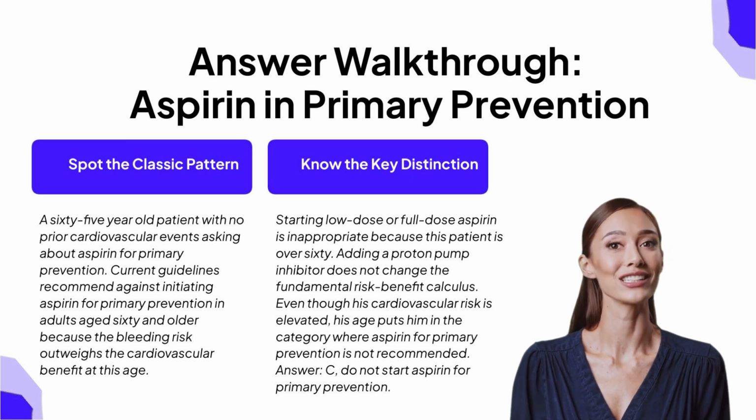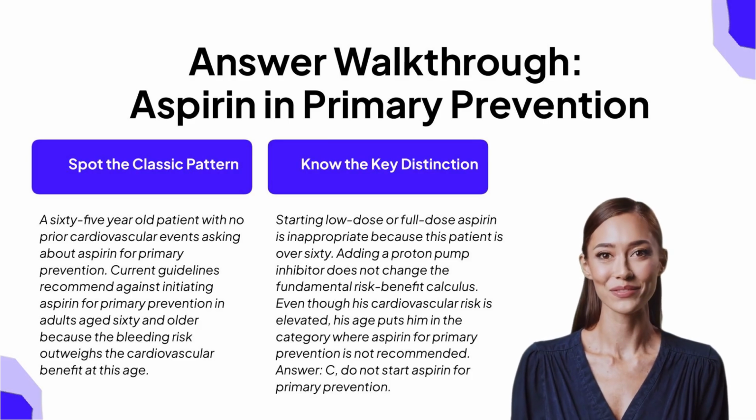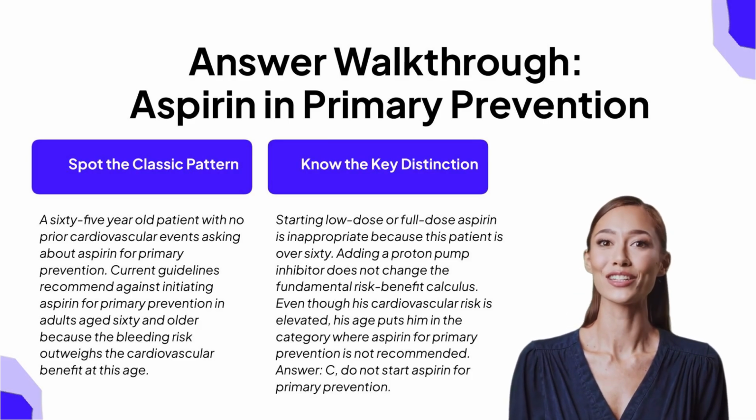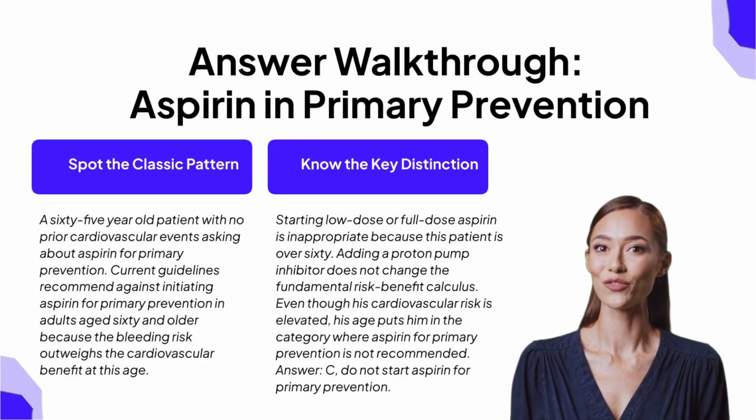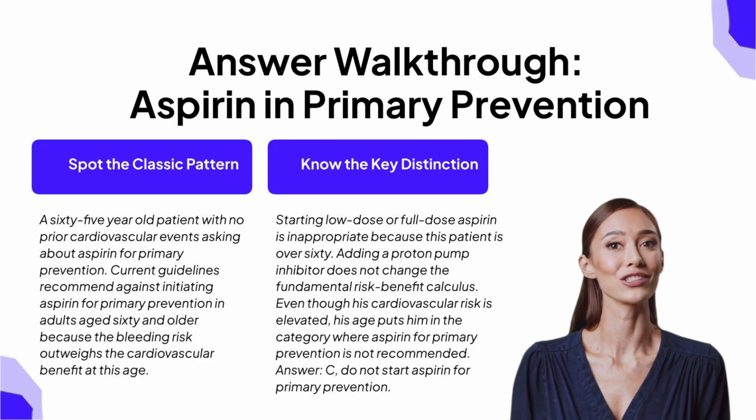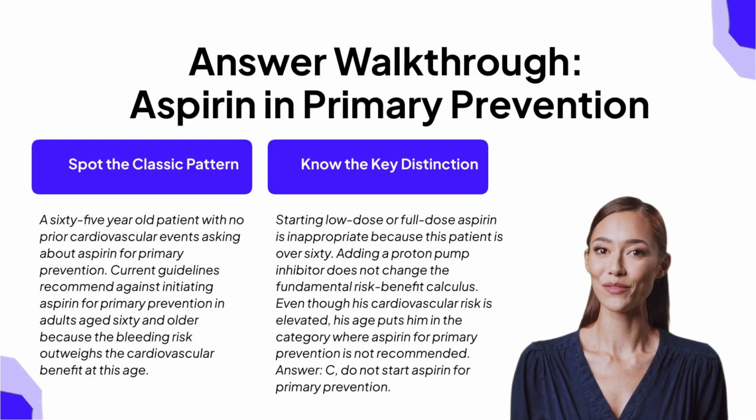Full-dose aspirin carries even more bleeding risk. Adding a proton pump inhibitor to reduce gastrointestinal bleeding does not change the fundamental risk-benefit calculation at this age. Even though his 10-year cardiovascular risk is elevated at 18%, his age places him in the group where primary prevention aspirin is not recommended. The correct answer is C, do not start aspirin for primary prevention.